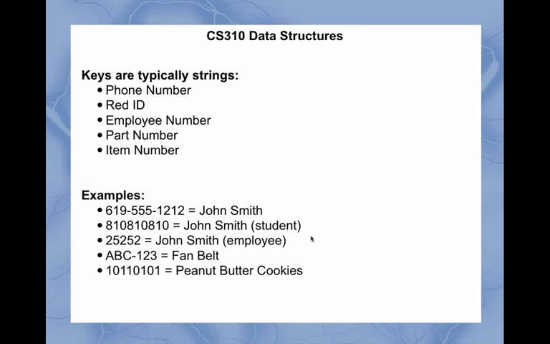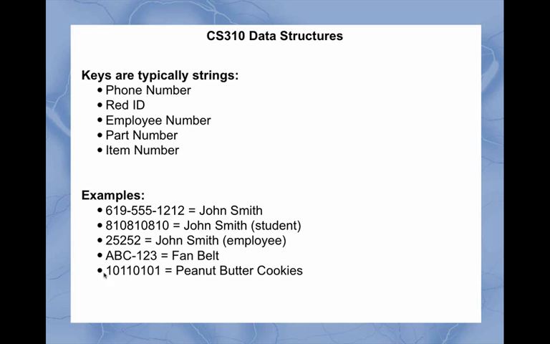So here are typical keys: phone numbers, RED IDs, employee numbers, part numbers, item numbers. And keys are typically strings. So you might have a phone number that points to a person that has that phone number. You might have the RED ID of a student. You might have an employee number. You might have a part number. You might have an item number. For instance, Costco has item numbers on all their products.